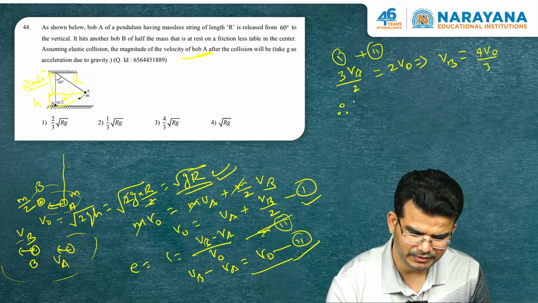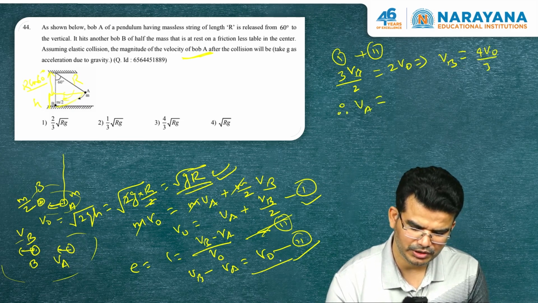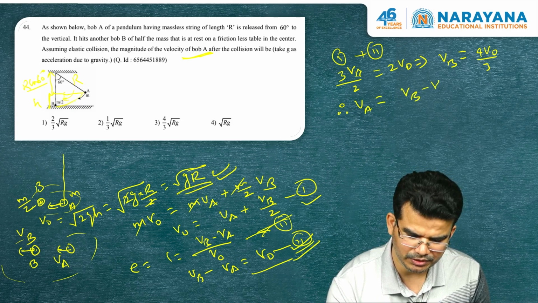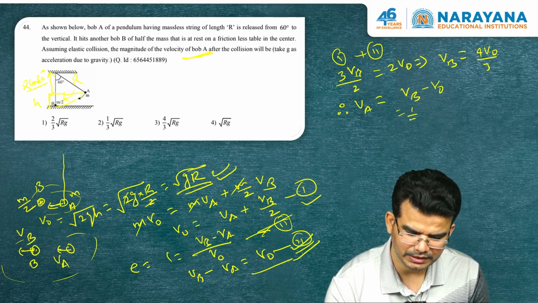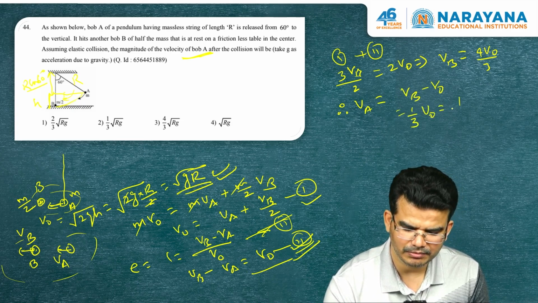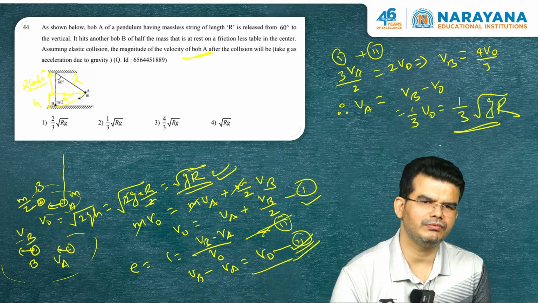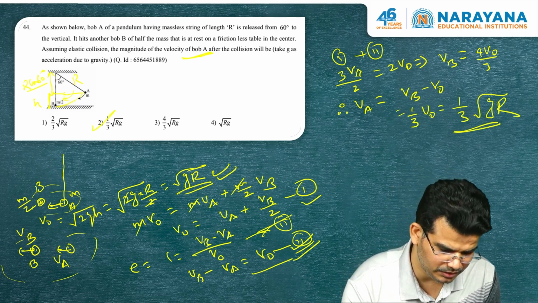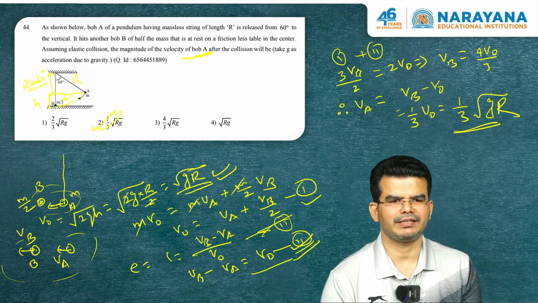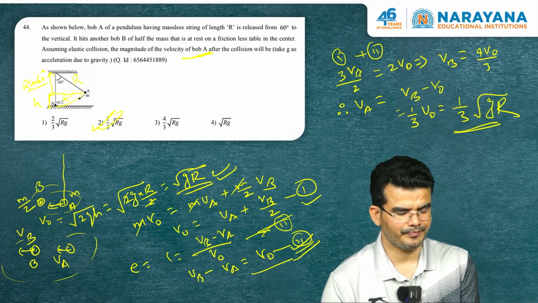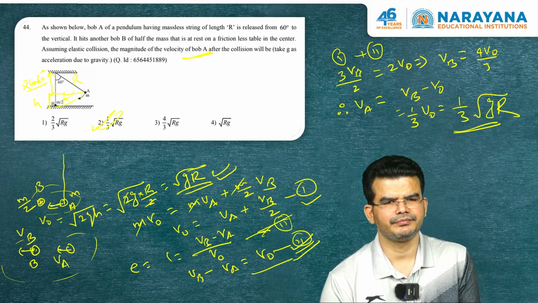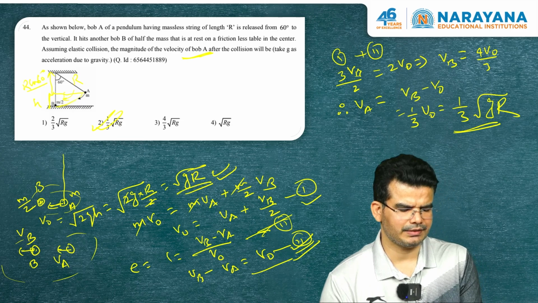Therefore, what is V A? From the second equation, V A equal to V B minus V naught, that is 1 by 3 V naught, which is root g r. Such a simple problem. Which option? Option number 2 is the correct answer. Very simple thing. Okay, let us move to the next one.